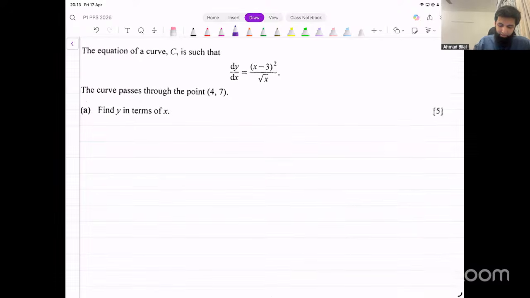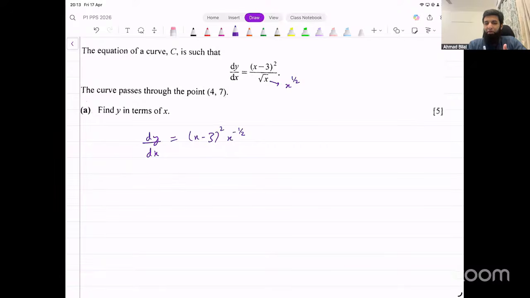We integrate, right? And then input this point. Let's do that. Y equals. Now, first we should write it in a proper form. Okay, this question actually is a bit tricky. You need some thinking for this. Dy by dx equals x minus 3 whole squared. Let's bring this to the numerator. And that will become x power negative 1 over 2, right? In the denominator, this means x power 1 over 2. When you bring that to the numerator, it becomes x power negative 1 over 2. Now it's a product.